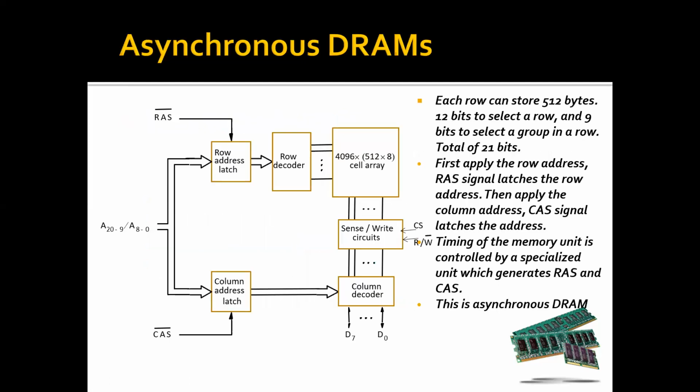If you look over here, suppose we have a memory cell, this is an asynchronous DRAM. Suppose the memory cell is organized as 4096 by 512 by 8. 512 by 8 is the same as 4096. So this is arranged in the form of a two-dimensional array. So we require a row decoder to find the row address. Then we require the column decoder to find out the exact location. Then we use this sense and write, read or write circuit to read or write into these locations.